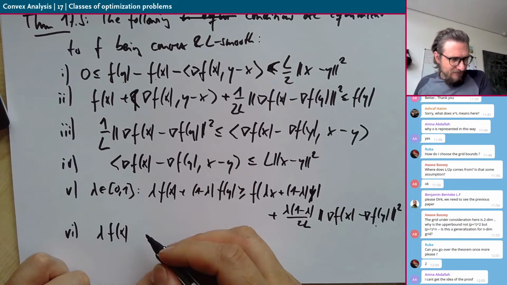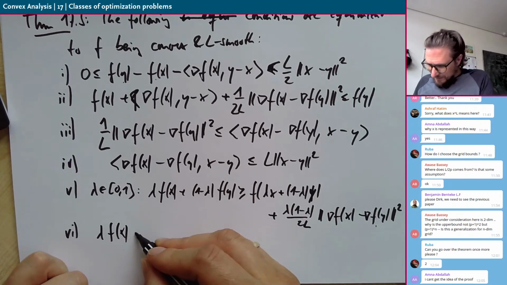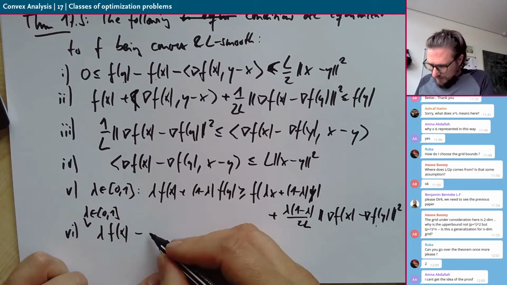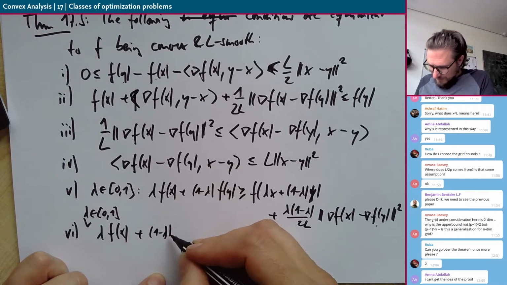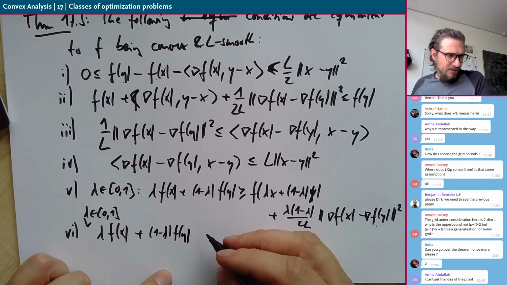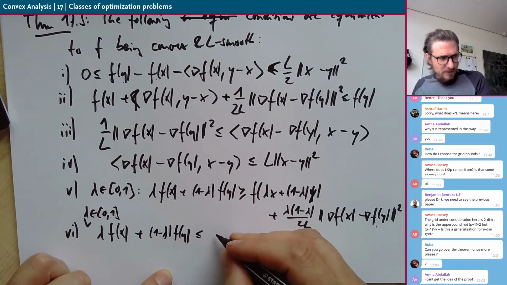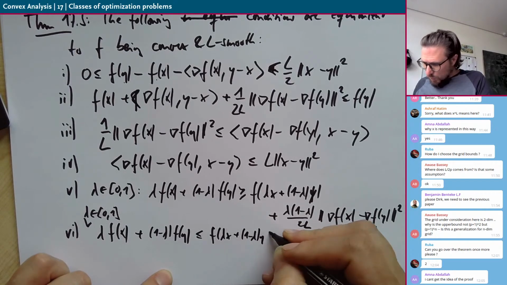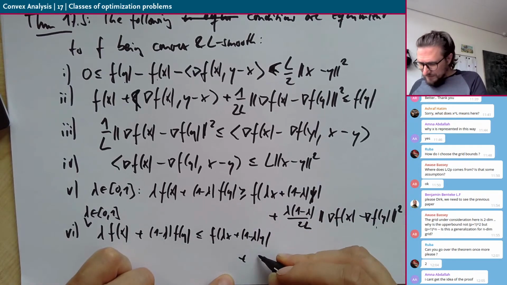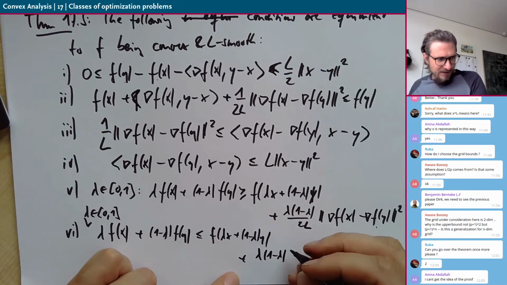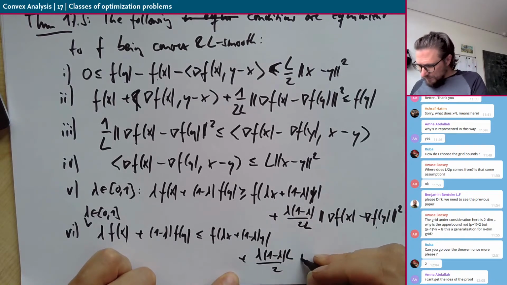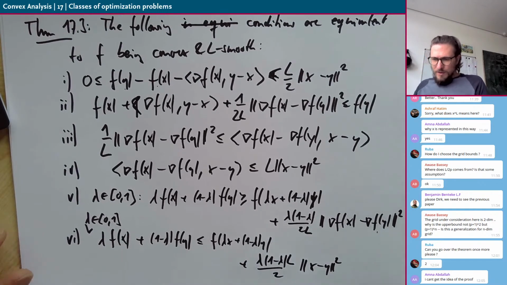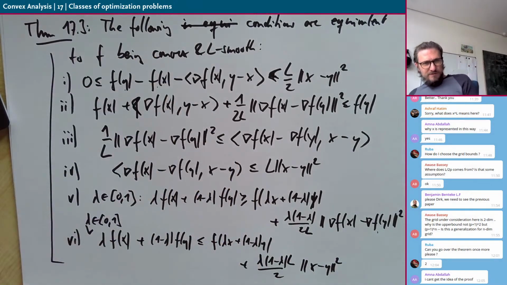And the sixth condition is that for lambda between 0 and 1, lambda f of x plus 1 minus lambda f of y is smaller or equal to f of lambda x plus 1 minus lambda y, plus lambda times 1 minus lambda times L over 2 times the squared norm of x minus y. Okay, so it's a long list of equivalent conditions.